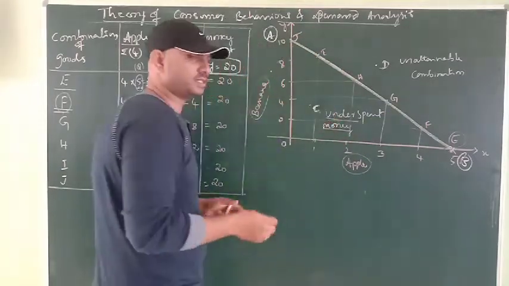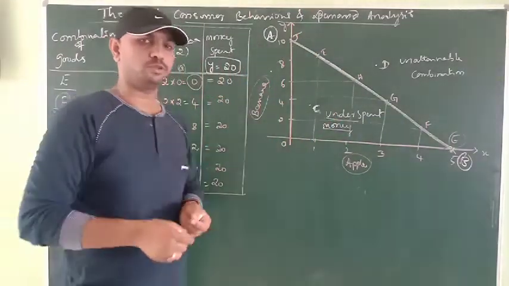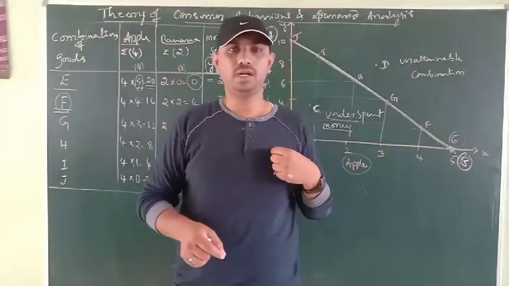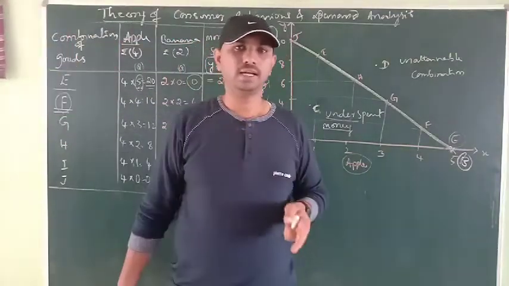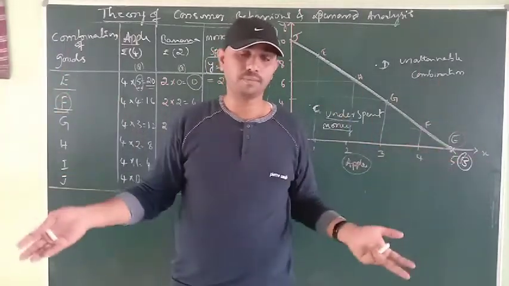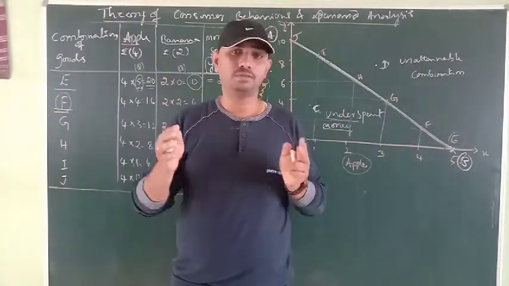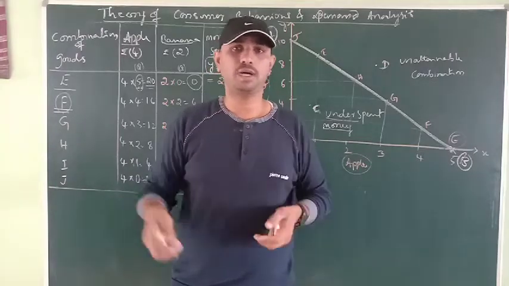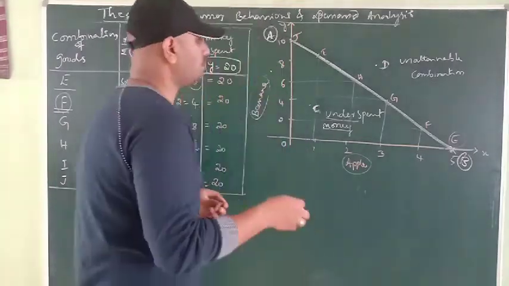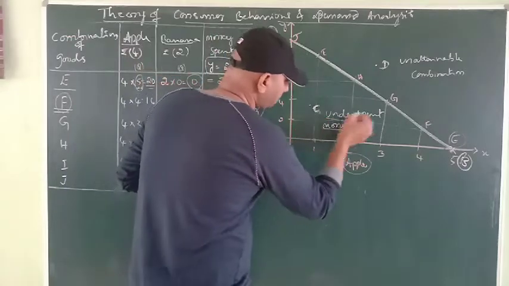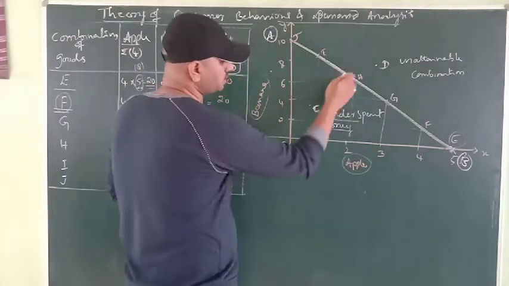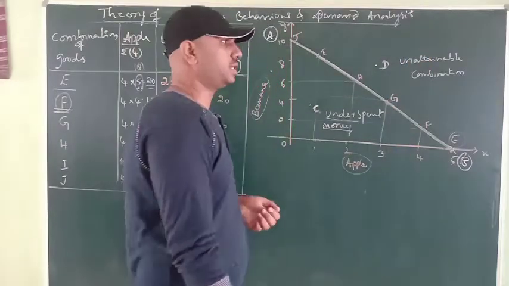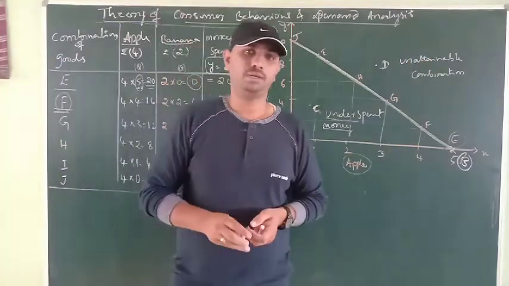Each bundle represents a different combination of two goods which can be purchased within the given level of income of a consumer as well as the prices prevailing in the market. Prices may vary, but at the same time a consumer has to get different combinations so that he can come to the particular combination. Then coming to the third one, the point is about underspent money which lies below the budget line, and the next one is about above the budget line, and that is called an unattainable combination.